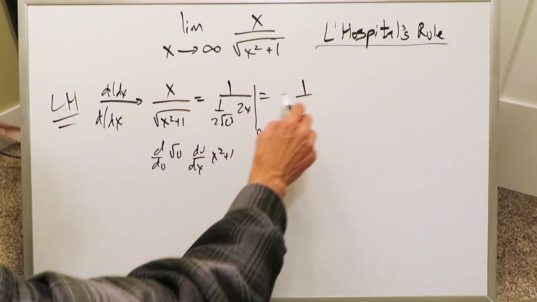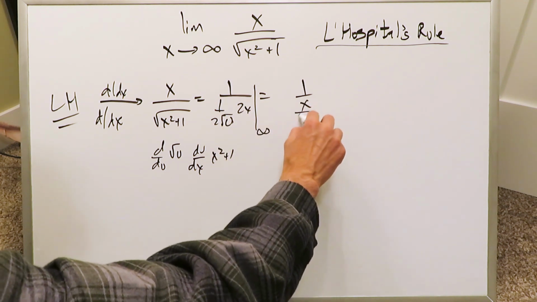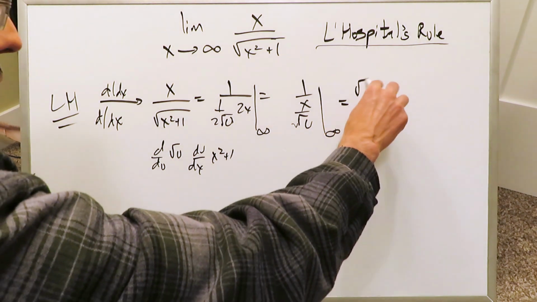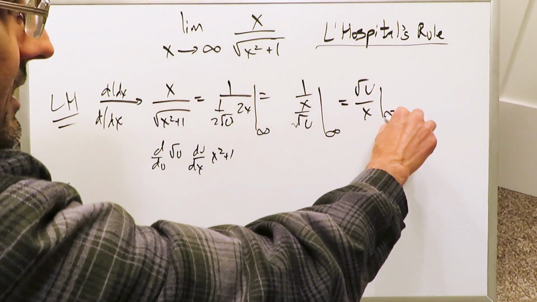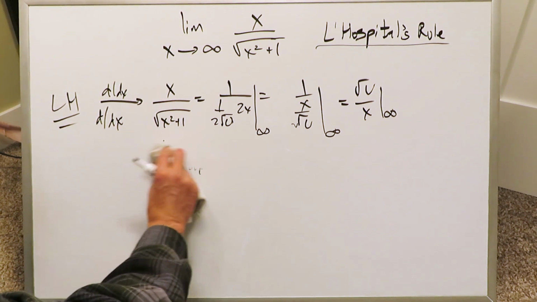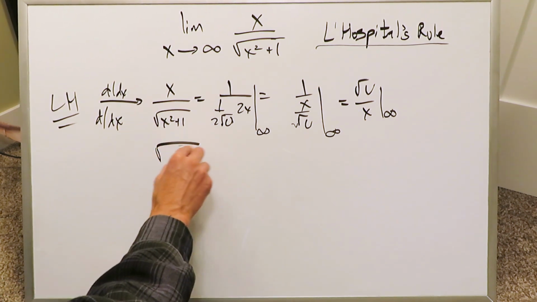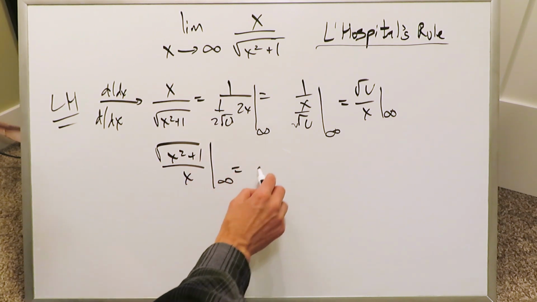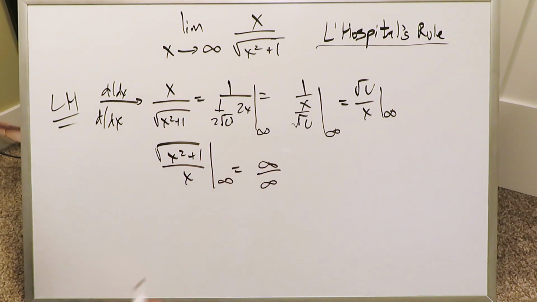When you do this, you know the 2's will cancel out. You'll have x over root u. But when you flip this fraction, you'll have root u over x, and the infinity can be applied. And when you resubstitute the u, which was x squared plus 1, look what you end up with. You end up with root of x squared plus 1 over x. And when you apply this infinity, you end up again with another indeterminate limit form, infinity divided by infinity.